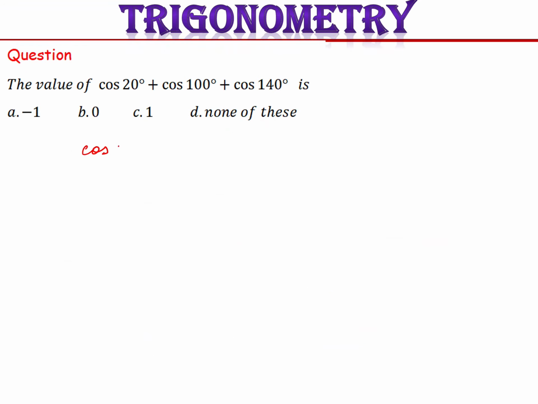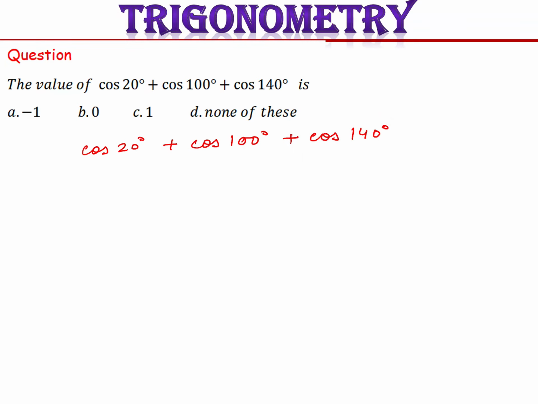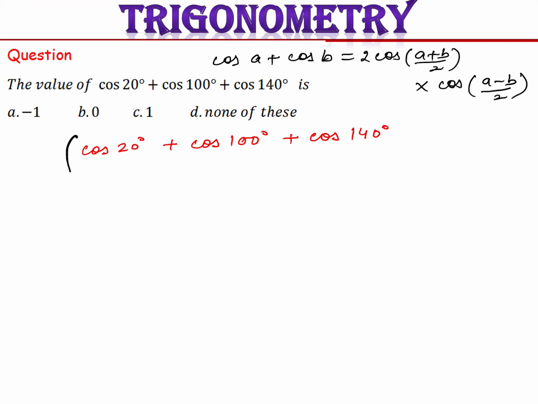Again a same type of question: cos 20 degree plus cos 100 degree plus cos 140 degree. You have to tell this value. So we have another set of formula, that formula is cos A plus cos B, which is 2 cos of (A plus B) by 2 into cos of (A minus B) by 2. So I will make the pair and apply the formula. I am making the pair of the first two and then I am going to apply the formula.